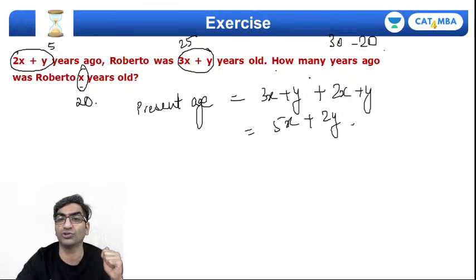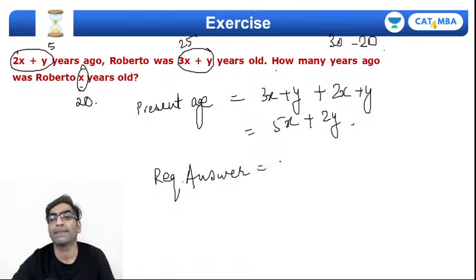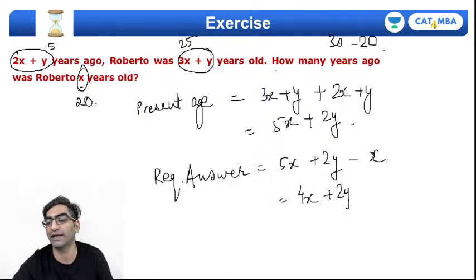So here also you should do the same. From the present age, you subtract the age that he is supposed to be. So the required answer is going to be the present age, 5x plus 2y, minus how much you want him to be, that is x years old. So that will be how long ago? That will be 4x plus 2y years ago.